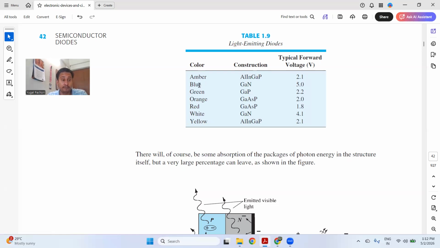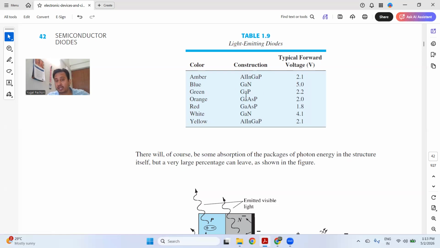Similarly, you can note the blue. Blue is very costly and was discovered after a lot of time. The scientists discovered blue with gallium nitride. So you need to have a voltage of 5.0. And if you see this table, the highest forward voltage is for the blue only.